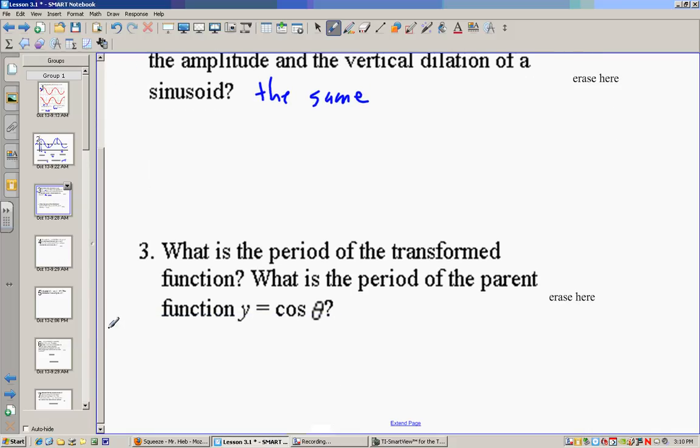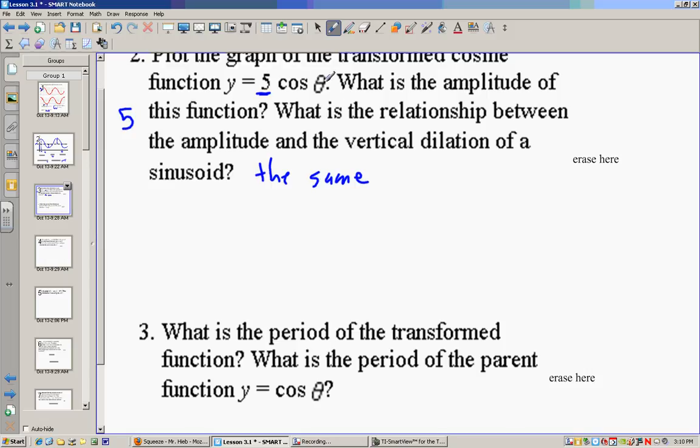What is the period of the transform function? So the period of this is still 360 because we didn't change it. So the period is 360 because cosine of theta has a period of 360.